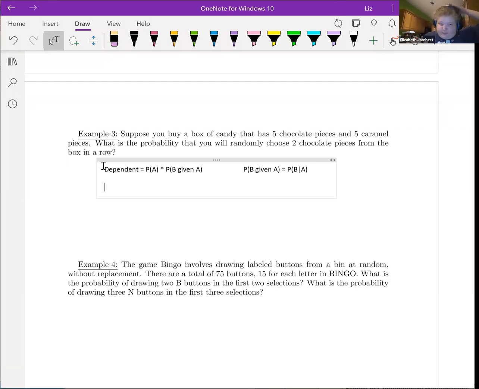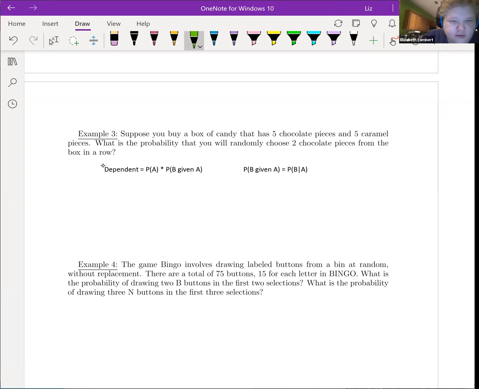Okay. So my first chocolate. I got 5 and 5, so I got 10 pieces. 5 of them are chocolate, so I got a 5 out of 10 probability of getting chocolate on my first eat. So 5 out of 10. That is the probability of getting a chocolate on the first pull. Now, when it says the probability of B given A, that means we assume A happened. Now, what is B based on A happening?